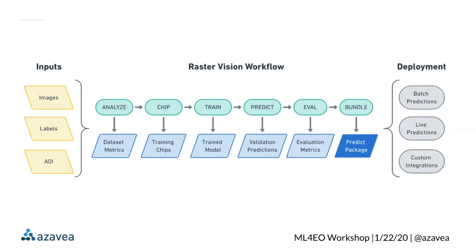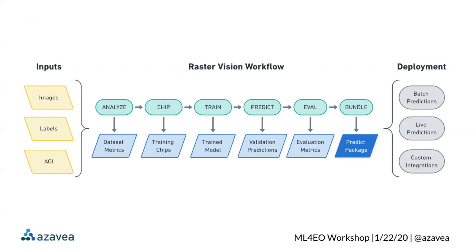So Raster Vision, the way it works is you write a configuration, and the configuration points at some inputs, things like images, labels, and AOIs. So AOIs are areas that you want to actually train the model on. And you can also specify other things like the type of computer vision task, the type of backend you want to use, like PyTorch, and other hyperparameters. And then it will run this whole workflow in the cloud.